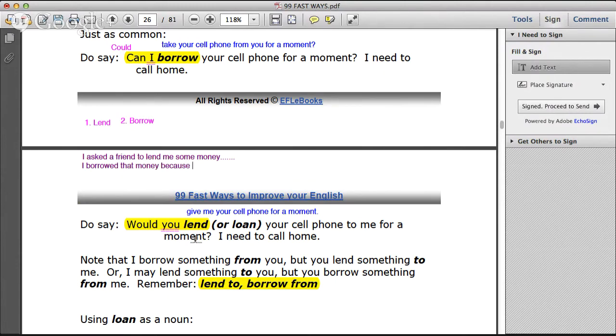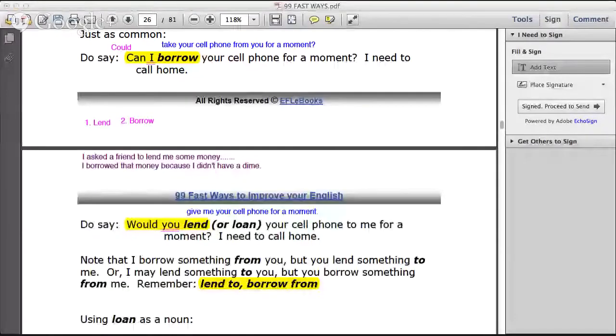Okay, I borrowed that money because I didn't have a dime. Okay, that's good. That's good. Okay, good. Let's go to Duong.